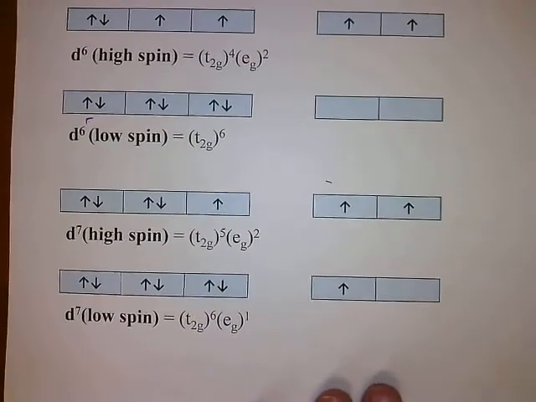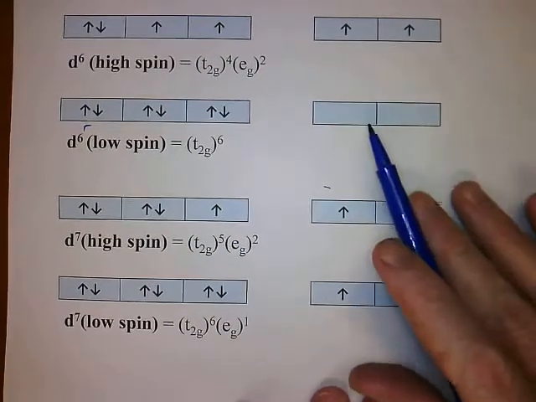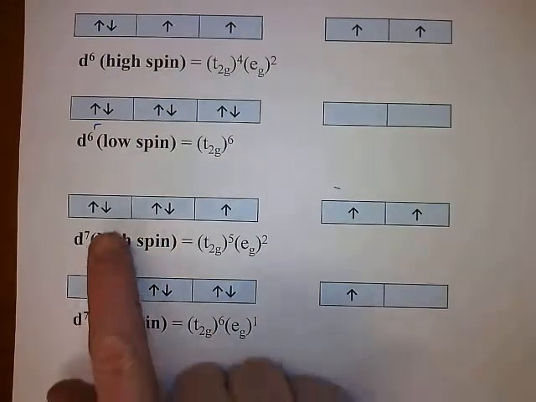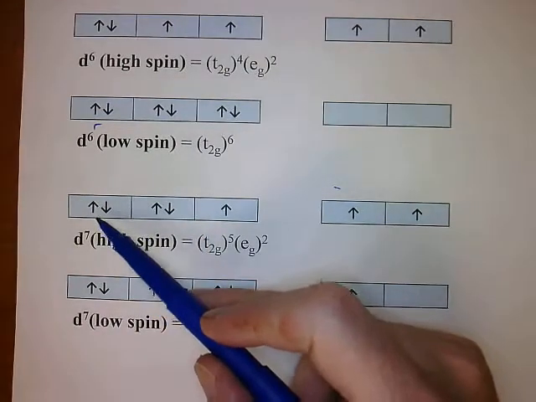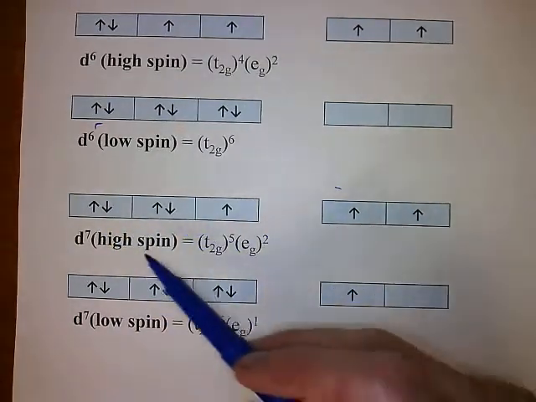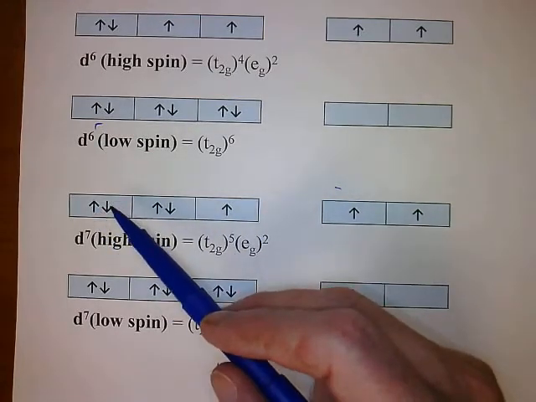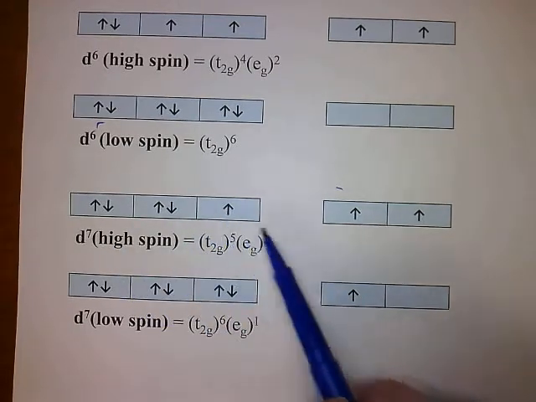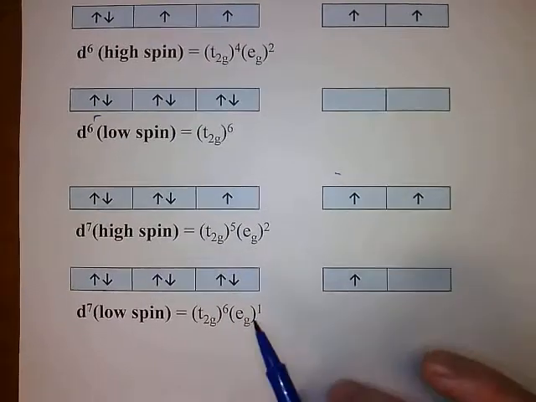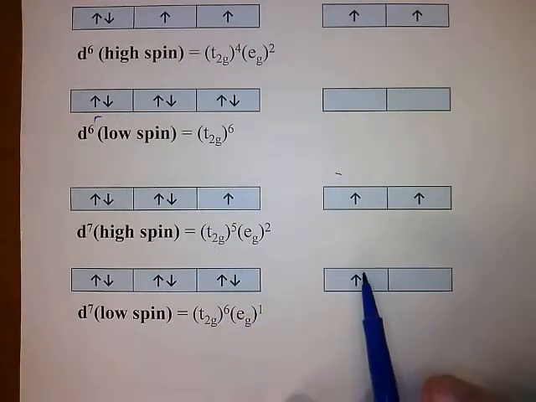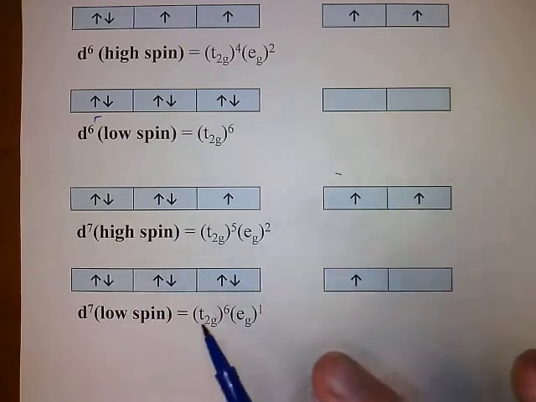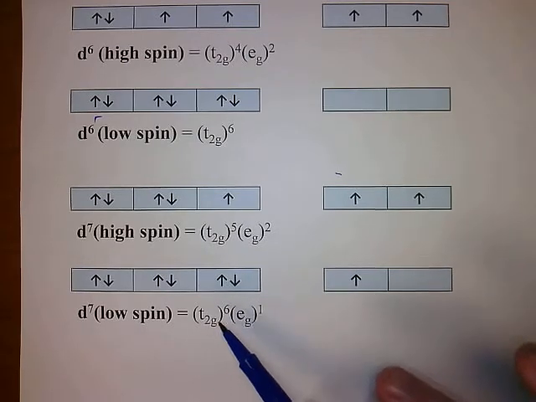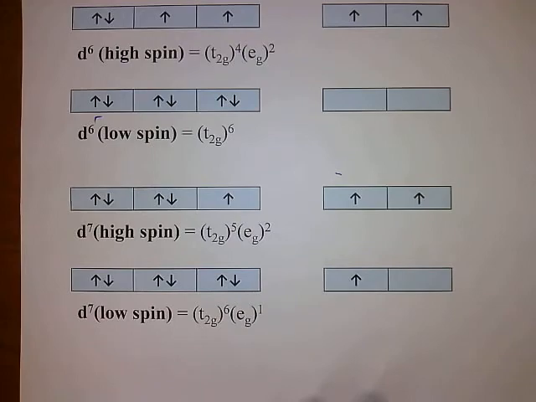So we go to D7. Now we add one more electron, so we would write it this way: 1, 2, 3, 4, 5. Then we come back down here and start pairing them, 6 and 7. So our configuration is t2g5, eg2. For the low spin, we'd add one more electron. The t2g is completely filled, and we add one more electron to the eg, so our electron configuration is t2g6, eg1.